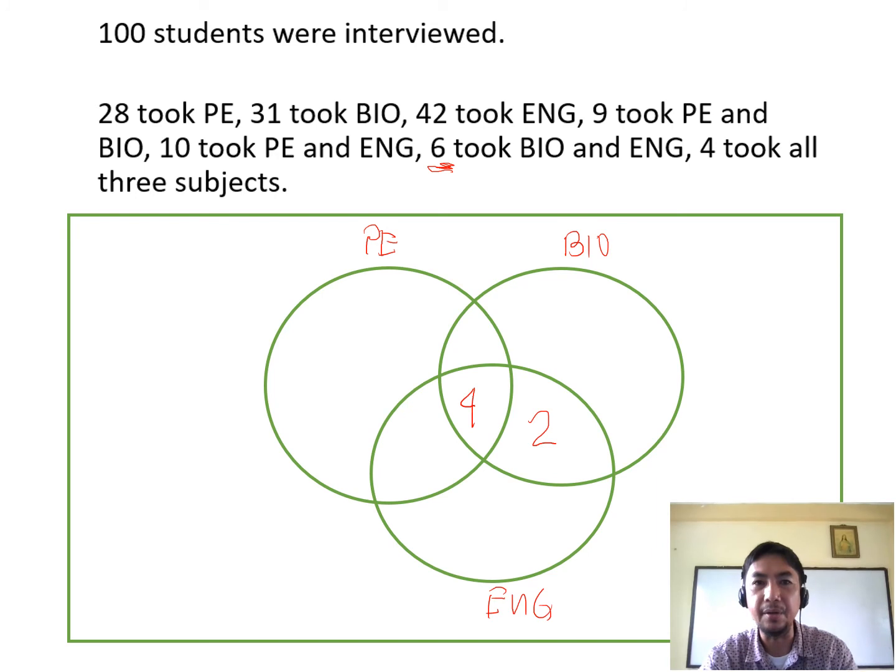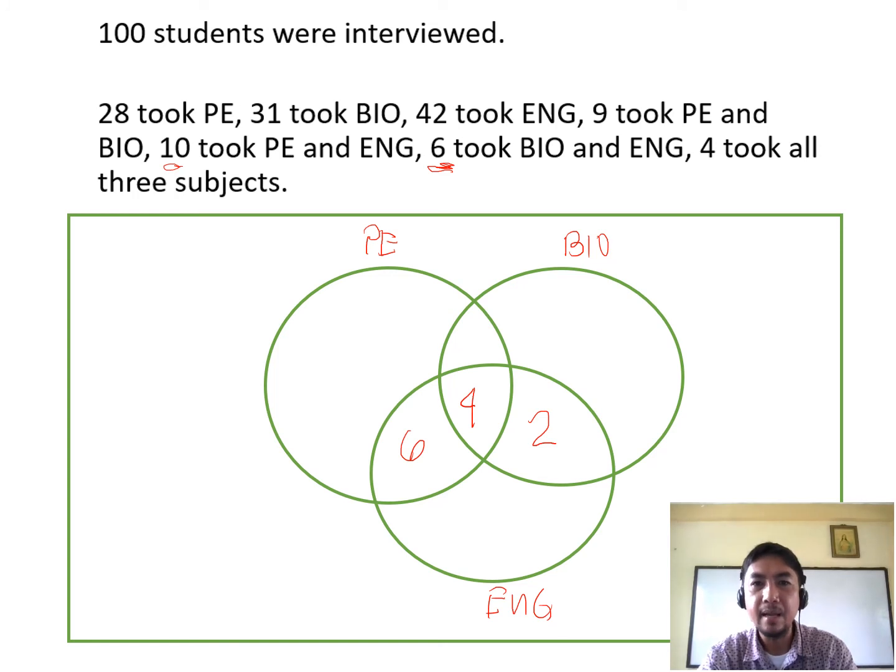Okay? Sunod naman, doon tayo sa PE and English. So, we are given PE and English. There are 10 students who took PE and English, but meron na tayong 4 na nakalagay dito. So, ilan na lang ang kailangan? So, that would be 6. So, 10 minus 4 will give you 6. So, you are given 6 for this particular space.